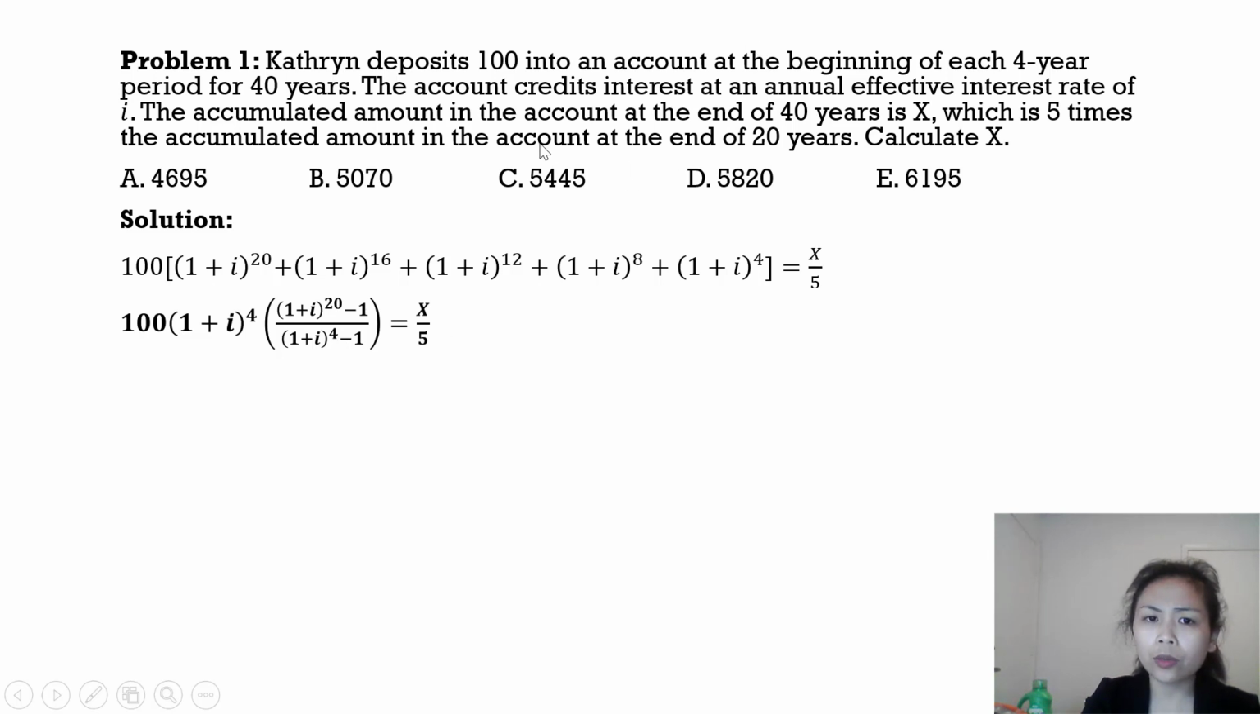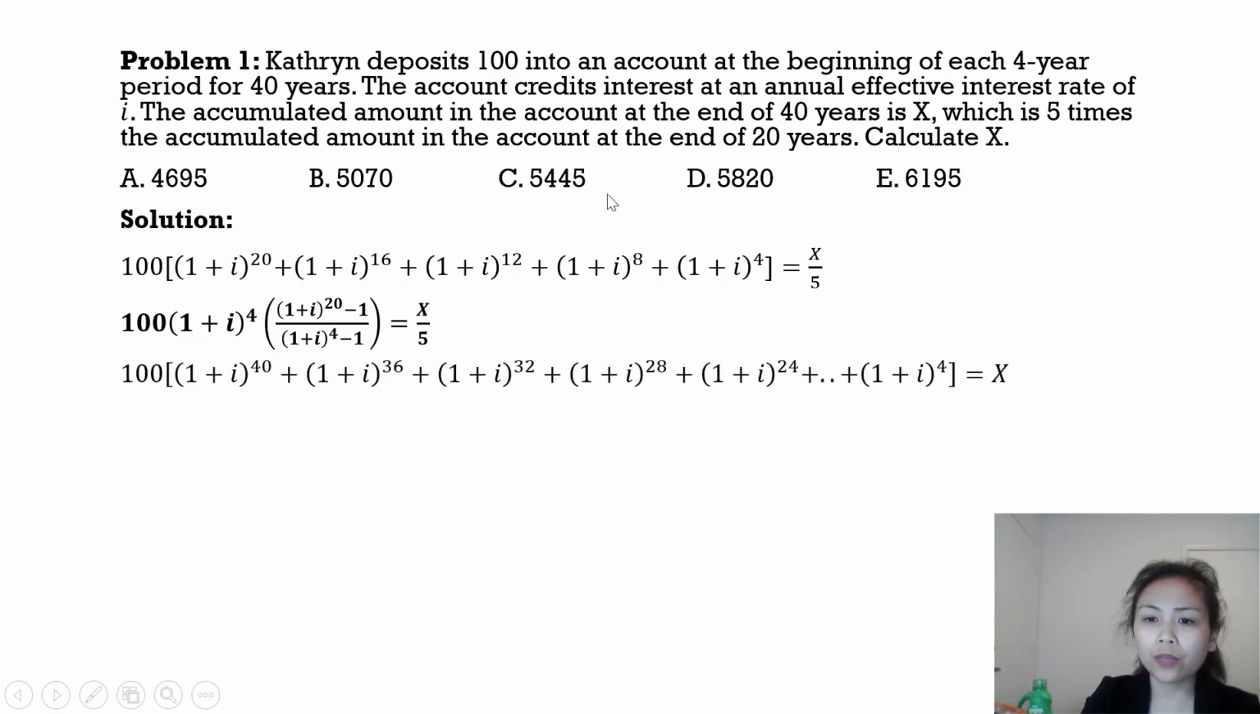Similarly, we are going to work on the accumulated amount at the end of 40 years. At the end of 40 years, the accumulated value is 100 times (1 plus i to the 40, plus 1 plus i to the 36, plus dot dot dot, plus 1 plus i to the 4). Because the first payment is made at time 0, the second payment at time 4, then the last payment at time 36, this is another geometric series.